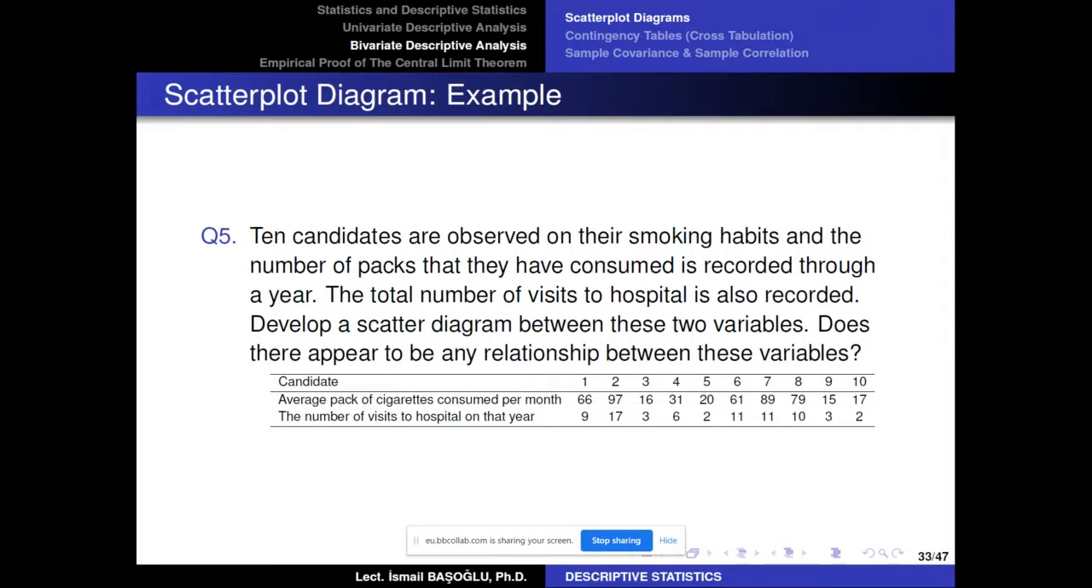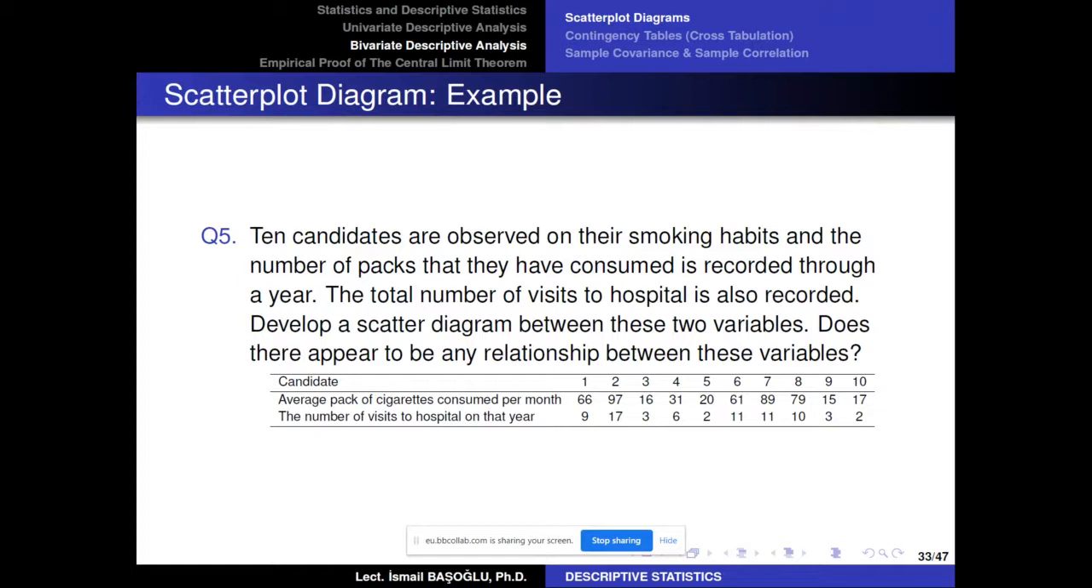For the same year, we have also collected the number of visits to the hospital for each member of the sample. The first member of the sample has visited the hospital 9 times in the previous year. So we have collected two things about the previous year for each member of the sample: how many packages of cigarettes they have consumed on the monthly average, and how many times they have visited the hospital in the last year.